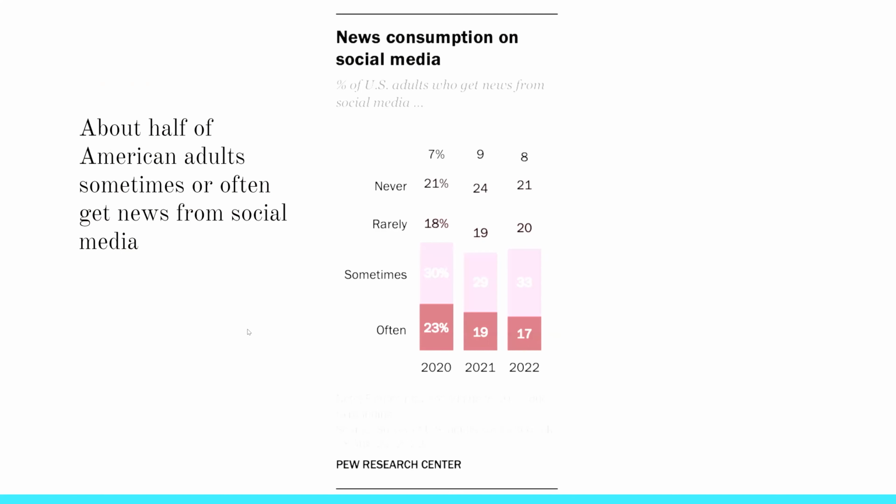And about half of American adults sometimes or often get news from social media. So when we look at these numbers, and I know there's a lot of graphs and everything happening right now, you can see the impact that digital news and social media have on people's mindsets, on how they're accessing information, and that it's impacting a large group of people.